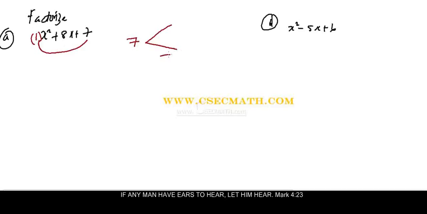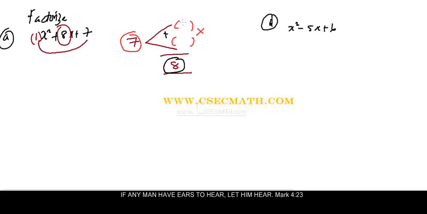Place it there. Now observe the coefficient of x here, it's 8. Just draw a line and place the number 8. Now I want you to give me two numbers so that the product of those two numbers would give me the number 7, and when I add those two numbers I get the number 8.